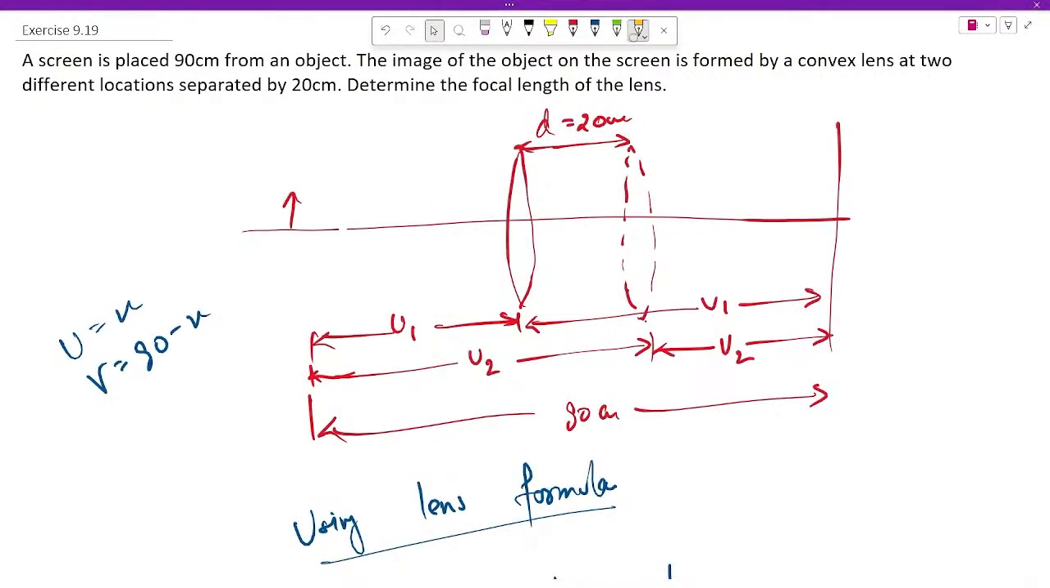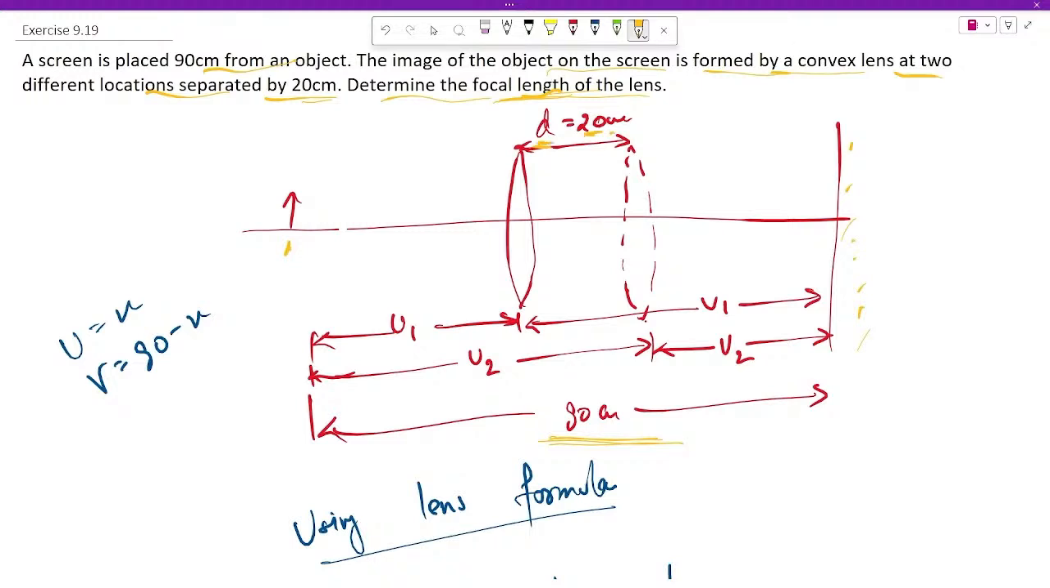The question says that a screen is placed 90 centimeter from an object. The image of the object on the screen is formed by a convex lens at two different locations separated by 20 centimeter. Determine the focal length of the lens. So we have been given an object and a screen and the distance of separation between them, that is 90 centimeter, and we have to find out what would be the focal length of this lens, given that there are two positions for this lens where the image can be cast on this screen, and those positions are separated by a distance of 20 centimeter.